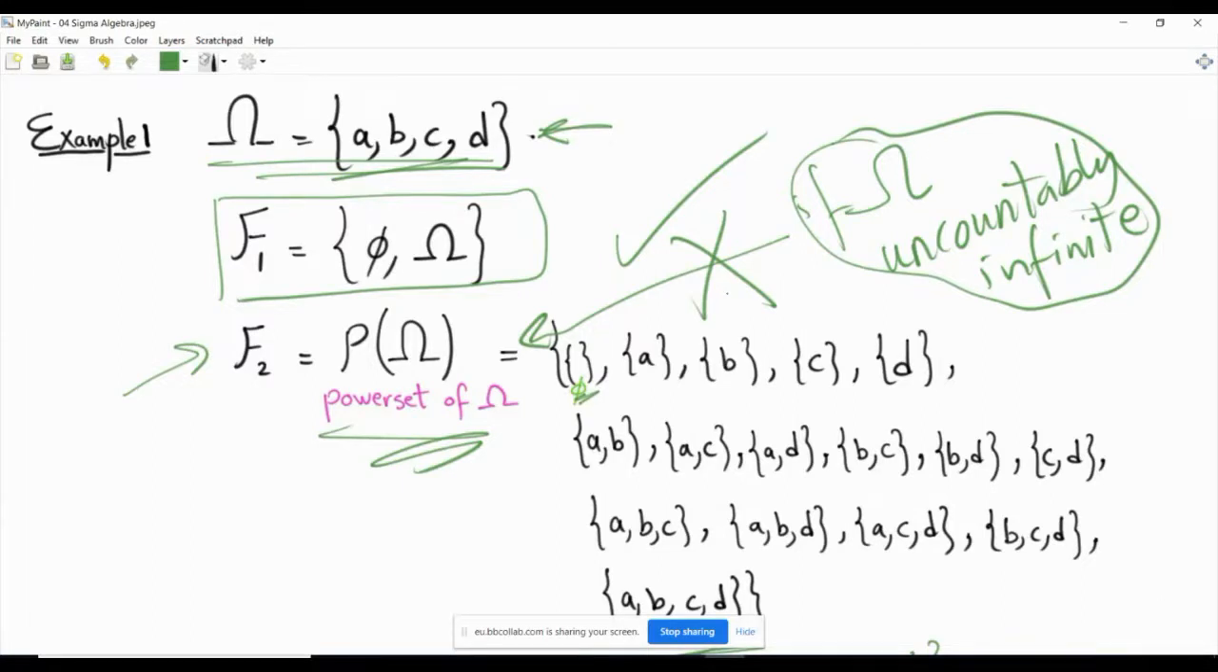But the problem is that when big omega is uncountably infinite, this will not be possible mathematically, and we will show this. If omega is finite, or countably infinite, yes, you can use the power set, and in fact, this is what we will do. But if omega is uncountably infinite, for example, if omega is the interval from 0 to 1, then surprisingly, there will be troubles if we try to use all subsets, okay?